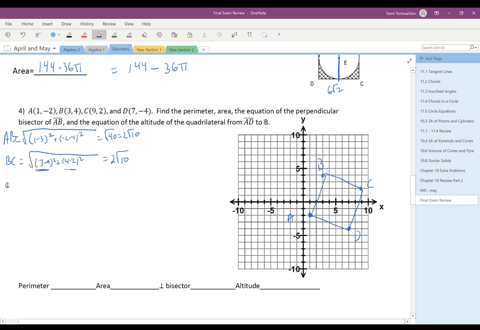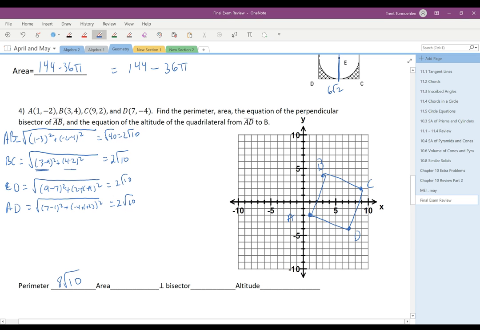And then CD is the square root of (9 minus 7) squared plus (2 minus -4) squared. And again, we get another 40 because this one is 6 squared and 2 squared. So that's also 2 root 10. And then finally, AD is going to be the square root of (7 minus 1) squared plus (-4 minus -2) squared, which is also going to give you 36 plus 4, which is 40. And so you get 2 root 10 again. It turned out all four sides are the same, so this is a special kind of quadrilateral. It's a rhombus. It's also a parallelogram.